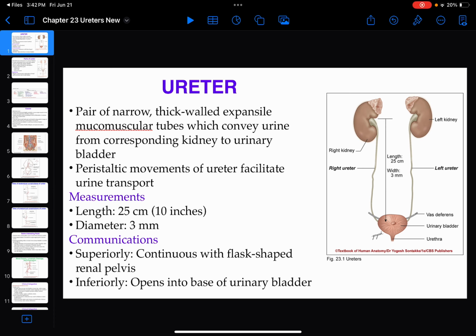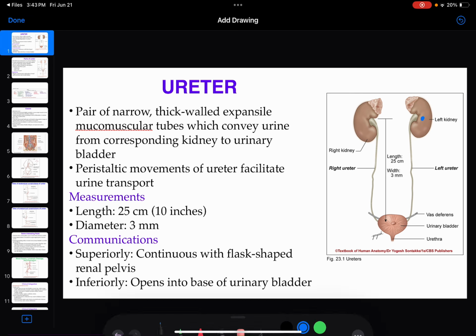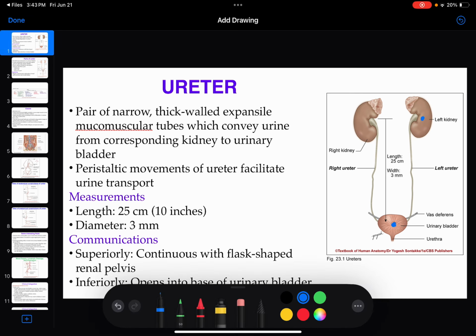Ureters, these are a pair of thick walled mucomuscular tubes which convey urine from the kidney to the bladder. The peristaltic movements which are created in the minor calyces here are responsible for the movement or transport of urine. So length of this ureter will be around 25 centimeters and diameter will be only 3 mm.